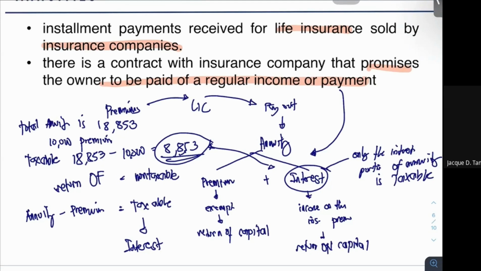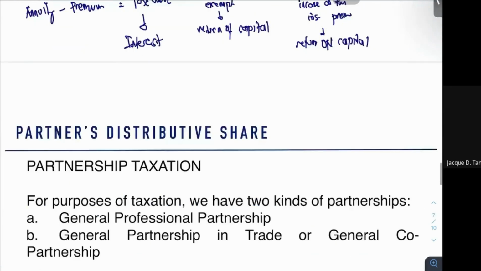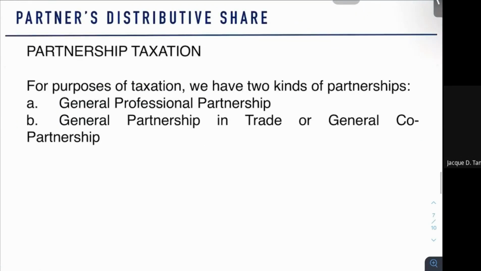Next, we go to the last item of gross income, and that is your partner's distributive share. So what is your partner's distributive share? Partner's distributive share is the share of the partner in the partnership profit. So there is a partnership profit, and this partnership profit will now be distributed to the partners.